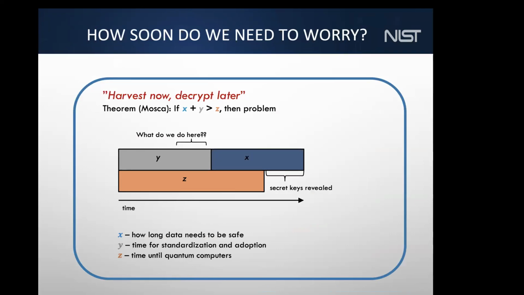Now, we may just say, okay, well, we've got 10 or 15 years, we can just kick this can down the road and worry about it later. It turns out that that is not the case. And this is due to a threat that's known as harvest now, decrypt later, or store now, decrypt later. You can write it out as a mathematical theorem, but you can explain it in words in a way that's pretty easy to understand.